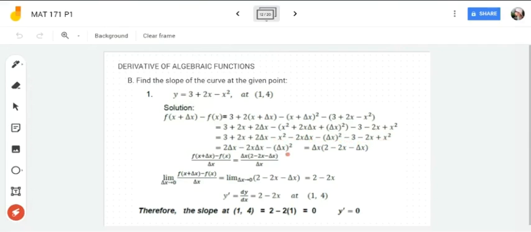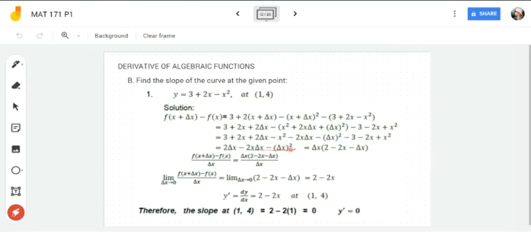So we will be canceling out this. Your 3 will be cancelled out. That is 3 minus 3. That is a common term with different sign. Delta x squared will also cancel out. Your 2x will also cancel out. And then the remaining will be your 2 delta x minus your 2x delta x minus delta x squared.